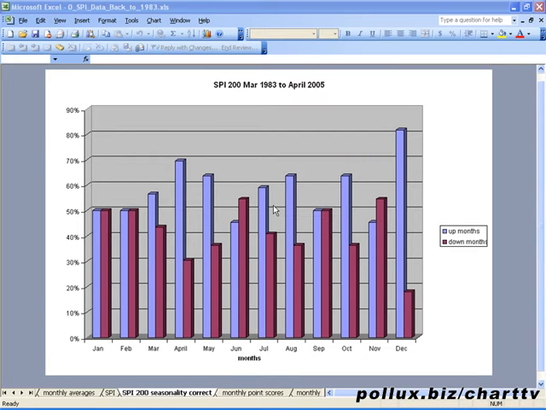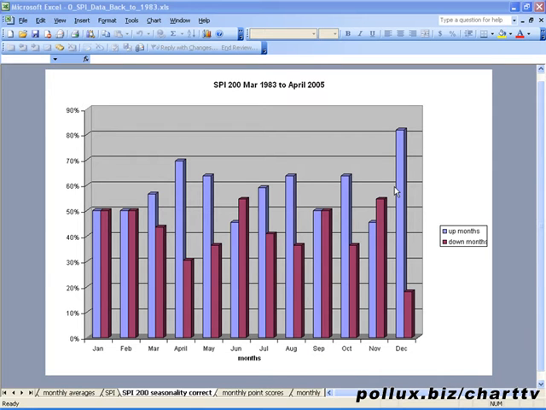It's the seasonality of the Australian SPI 200 futures market, and we can see here in blue are the up months, and in the other colour are the down months. December was by far a very bullish month, whereas the most bearish month turned out to be June. So determining the seasonality of a market helps us to pick and choose our battles and determine when it will be favourable to enter a market on the bullish or bearish side.